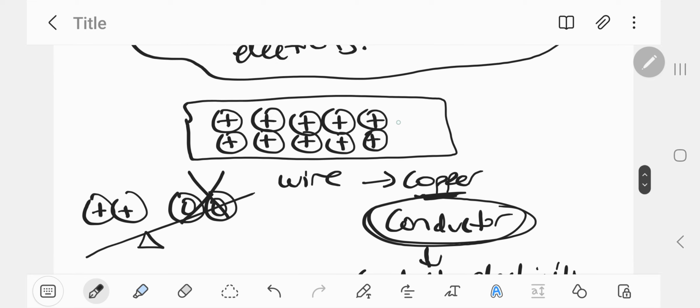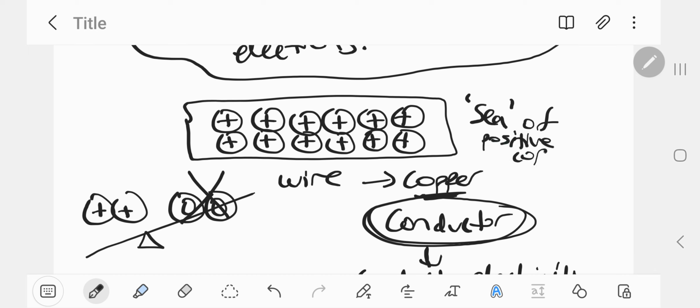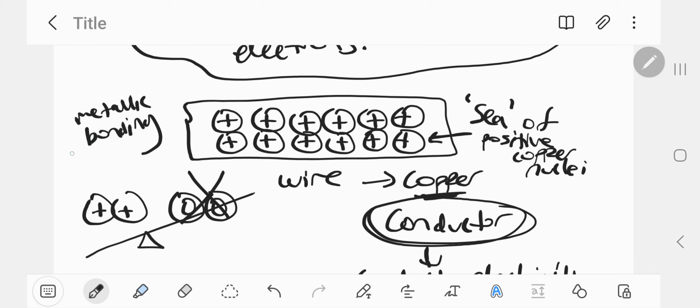So you've got this, called a sea of positive copper nuclei in this case. This is also known as metallic bonding, or the free electron model. There's different types of bonding we explored in chemistry: covalent bonding and ionic bonding. Metallic bonding, as the name suggests, only applies to metals like copper.